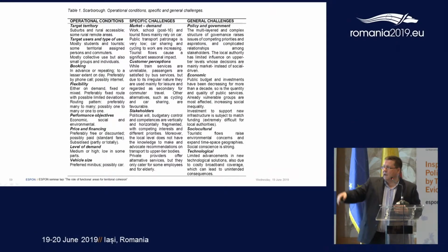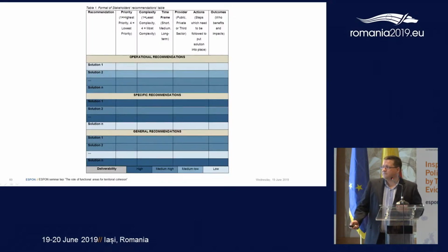And so if you look down the left, you'll see target territory, suburbs, and rural accessible. So this is very specific to Scarborough itself. When you look down the centre, then the specific challenges around market demand, work, school, and for example, one of the issues that they have in Scarborough is once you turn 16, you're no longer applicable to use school transport. So all the sixth formers, the final years, suddenly had to get lifts to work to schooling, which was very strange. And then you have on the right general challenges around policy and government, economic and so forth.